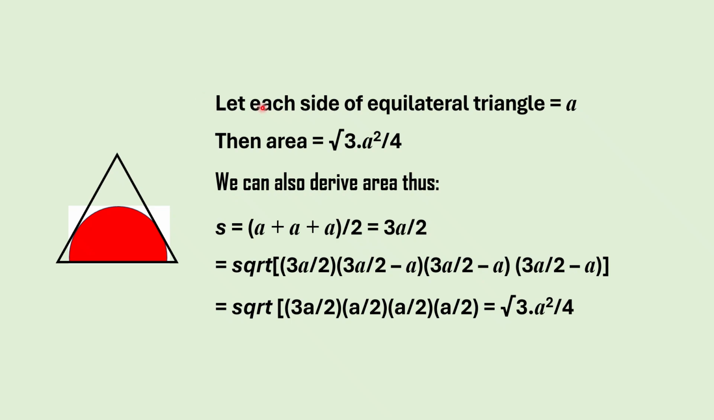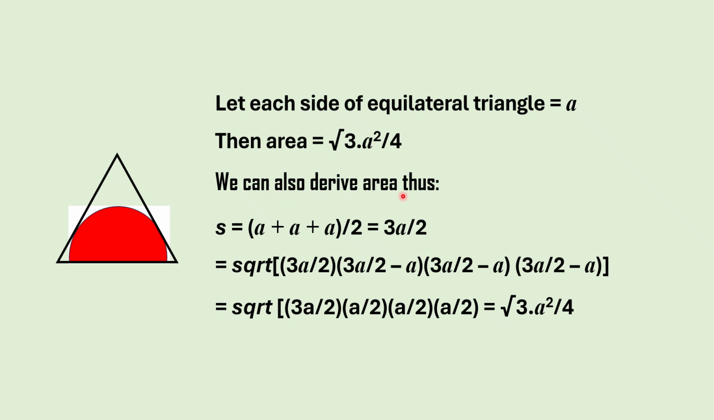Now let each side of the equilateral triangle be A. So the area of the equilateral triangle is given by root 3 into side square by 4. A is the length of each side, then the area will be root 3 A square by 4.